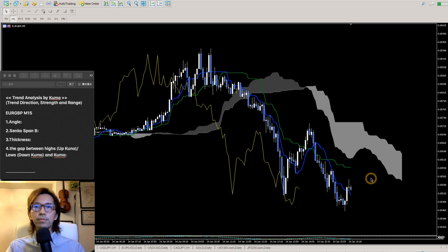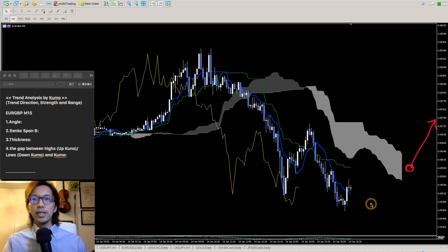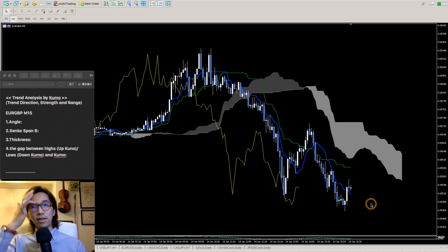Yeah, we have to wait until the Kumo twists to the upside. Then we can talk about where to buy. But at the moment, we cannot talk about where to buy because it's bearish momentum. So yeah, we're not going to look at this chart anymore. Okay.